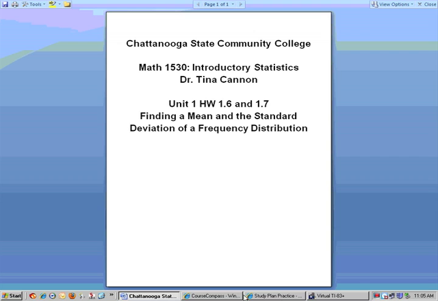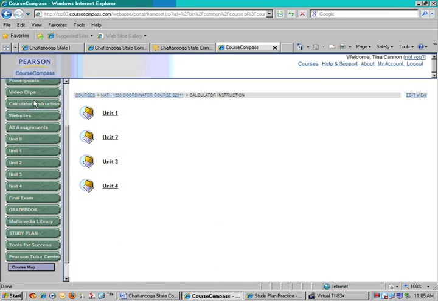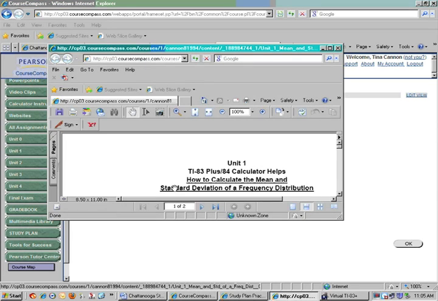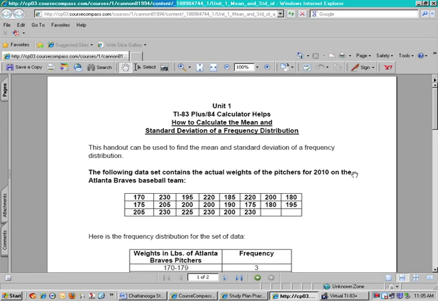We are going to use our course compass and go to the calculator instruction button, go to Unit 1, and the handout that says mean and standard deviation of a frequency distribution. We're going to use this. We want to take a frequency distribution.